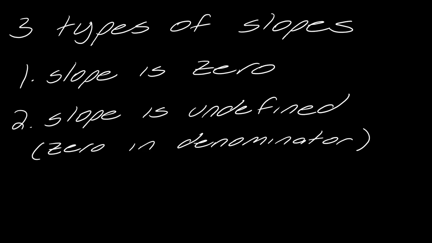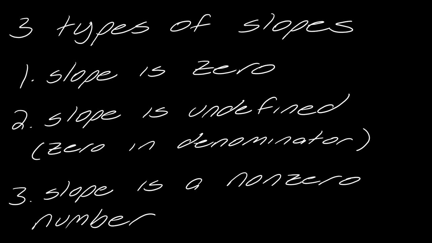And then the other one is where the slope is undefined. And you only get something undefined when 0 is in the denominator. So we'll also talk about that situation. And then finally, which is far more common in most problems, you're going to have just a non-zero number for the slope. So that's the other situation that can happen.